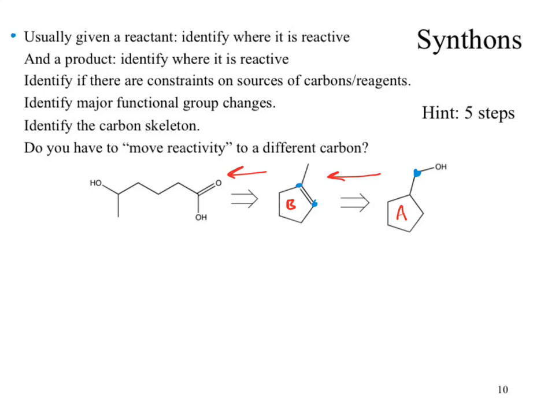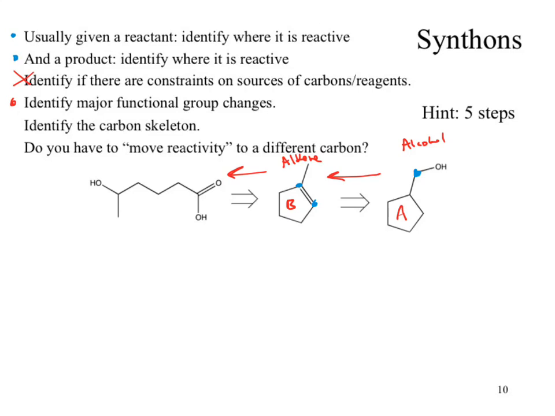Okay. Are there any constraints on sources? Well, I'm lazy, so I never really give you a constraint, so we don't have to worry about that. And then major functional group changes. What happened to our functional group? We went from an alcohol to an alkene. Okay. And we'll worry about that in the next part of this. We'll try and get the first part first.